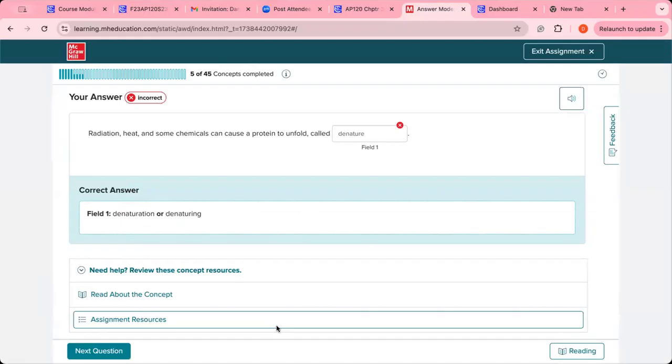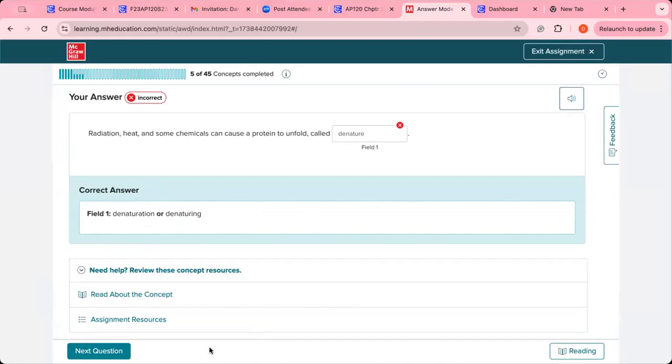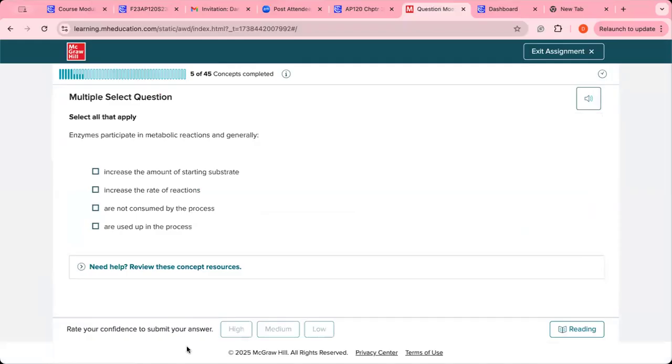Denaturation, or okay, they needed the noun, so they needed denaturation. This is the verb. That's why you got it wrong. And that was my fault. Denaturation is the noun, or denaturing. Denature is the action of doing it. So you had the right word, but the wrong form of it. And that was my fault. Okay, but it's the right term, it's just the wrong form.